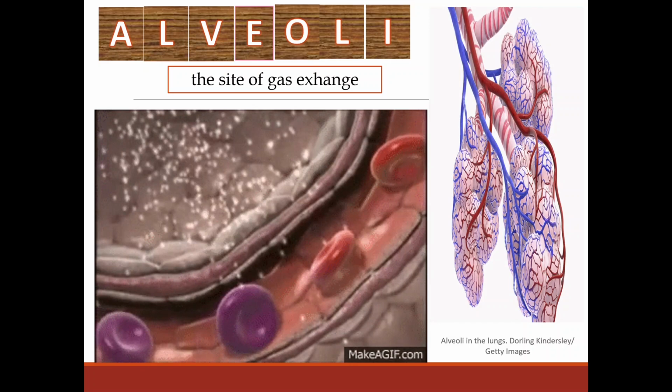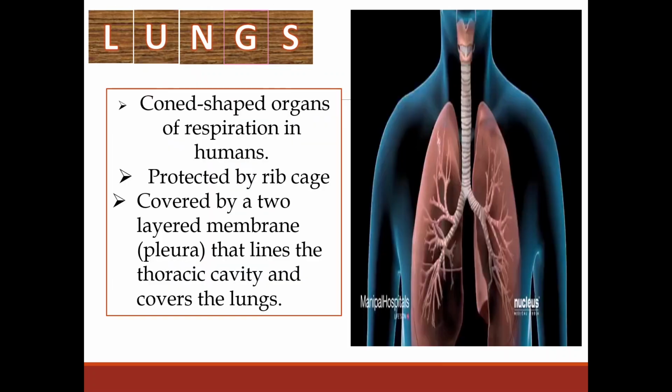Next to alveoli we have our lungs. Another important part of the respiratory system is our lungs. Lungs are cone-shaped organs of respiration in humans. Humans have 2 lungs that completely fill the space of the chest cavity and are surrounded by the rib cage.